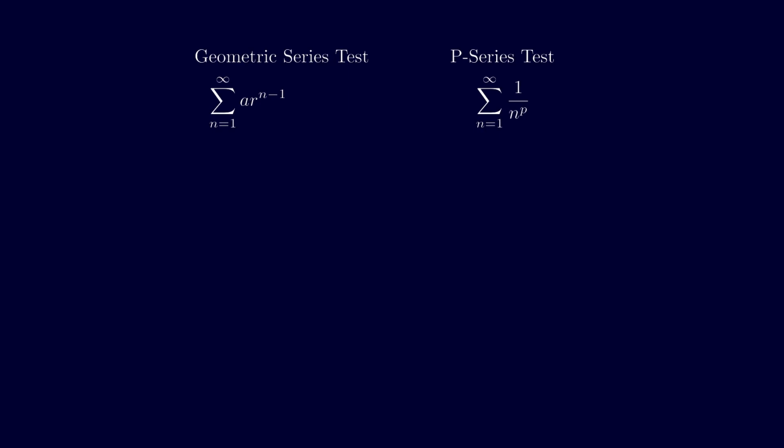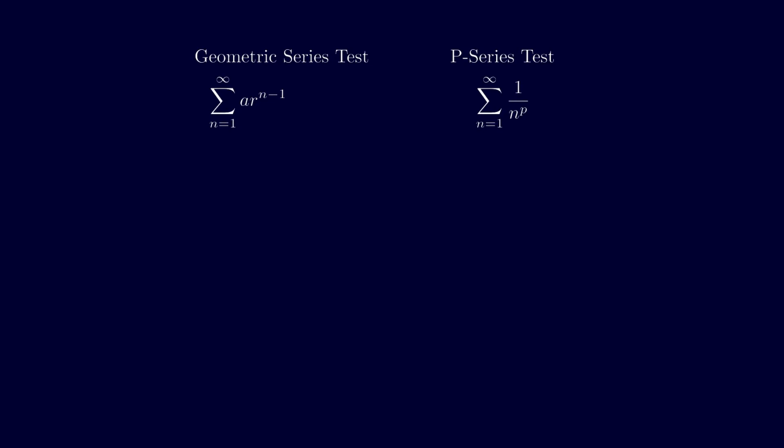In a previous video, I mentioned that a test can fail, giving you no result whatsoever. In those cases, the test tells you nothing about how the series converges or diverges. For these two tests, the test can fail really easily. If the series isn't in these specific forms, the tests don't work.